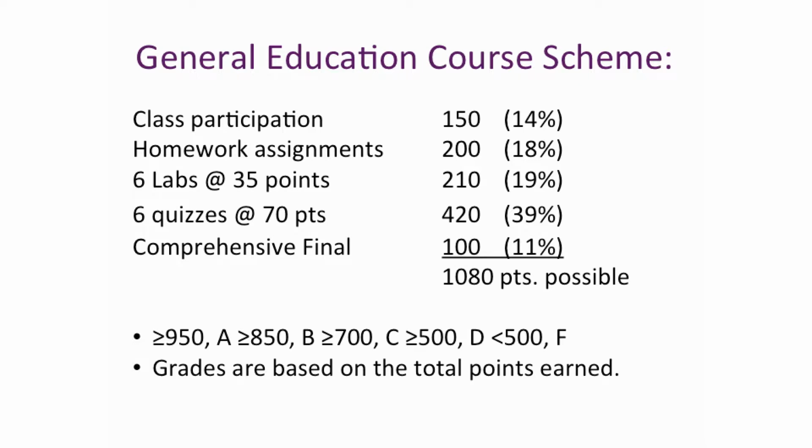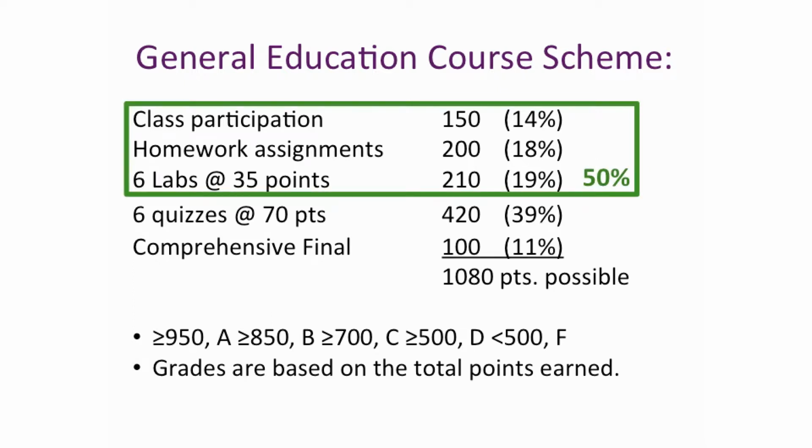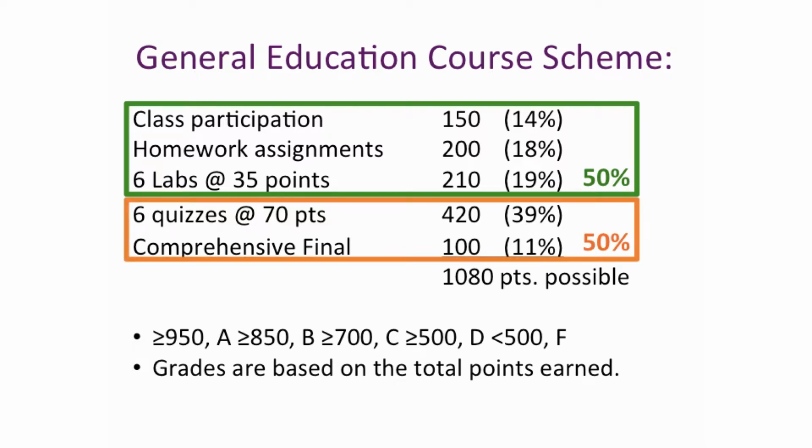So here's a scheme for participation in a general education course. 1,080 points possible. About 50% is based on activities, whether it's homework, labs, or the clicker questions themselves. And about half is assessments, whether it be a comprehensive final or one of the unit quizzes. Key critical thing here, participation is worth more than 10%.